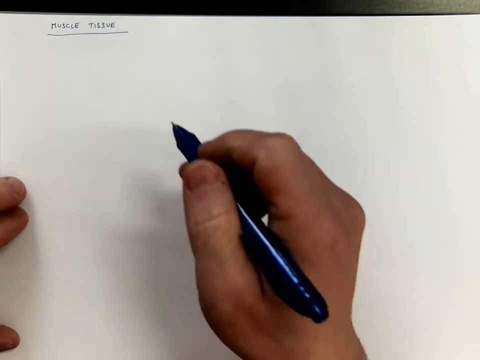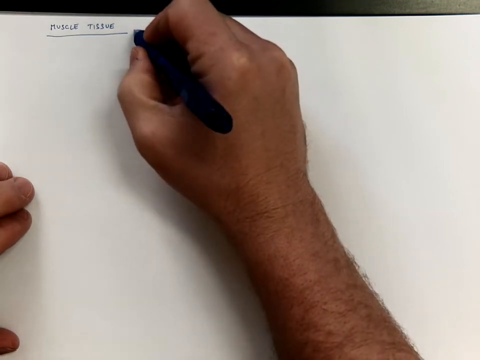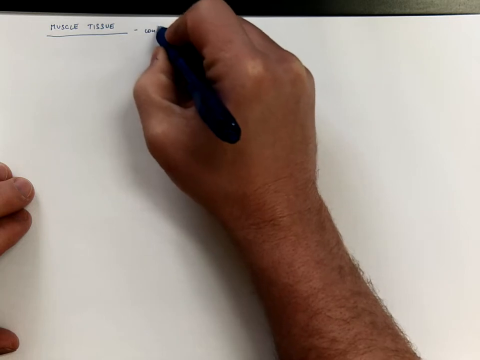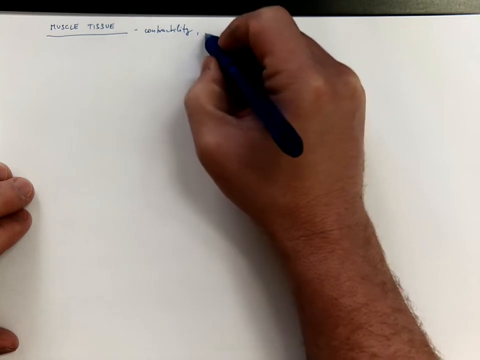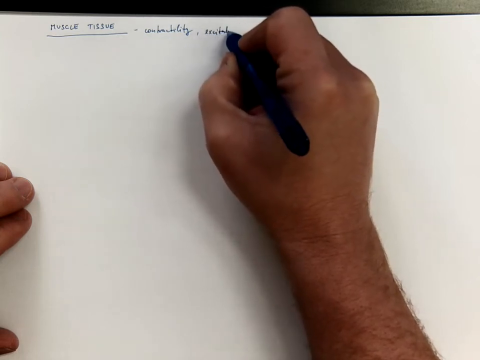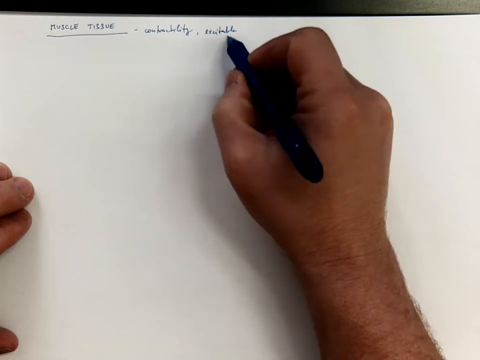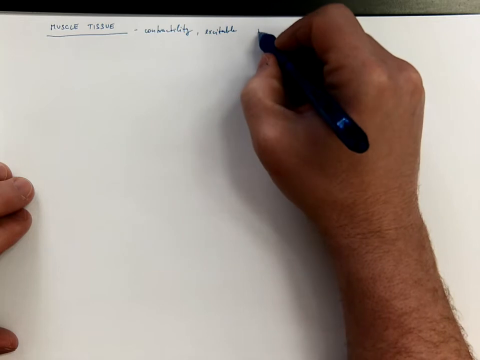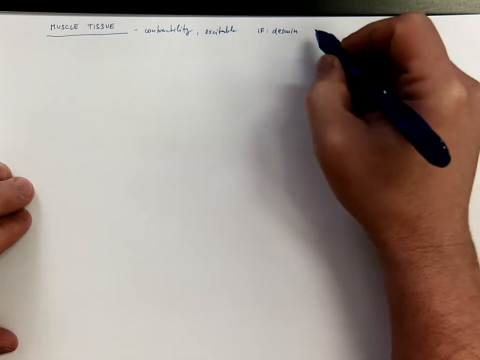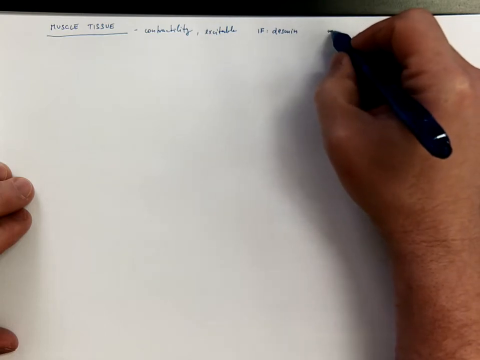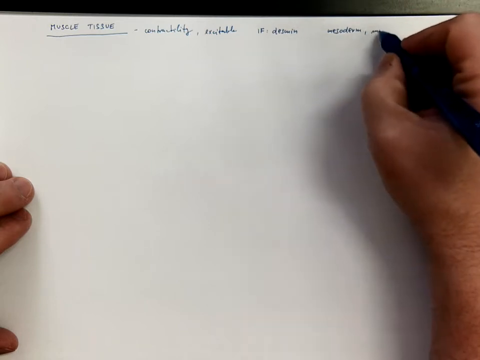Hello everybody, let's start with a short introduction into the muscle tissue. The muscle tissue is contractile and is excitable. That means it can generate and propagate action potentials. The intermediate filament of muscle is desmin, and the embryonic origin is mesoderm or mesenchyme.